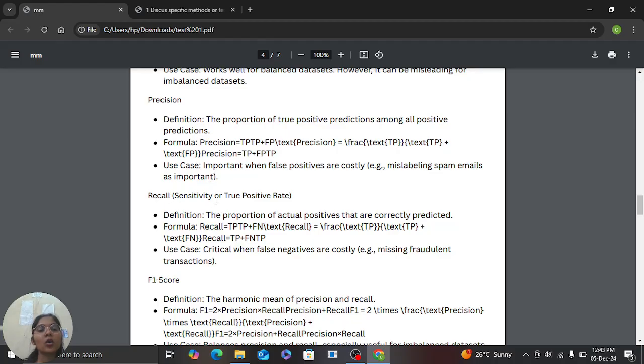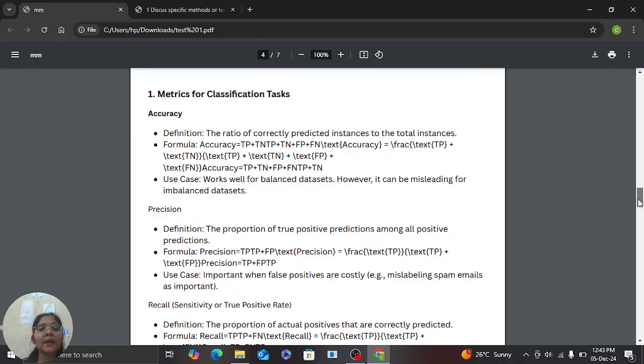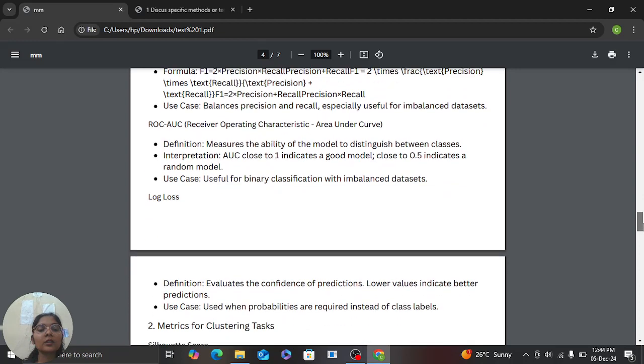Then next is recall, also called sensitivity or the true positive rate. This is defined as the proportion of actual positives that are correctly predicted. The formula for this is given, and it is used when false negatives are costly. In precision, we use it when false positives are costly, and here we use it when false negatives are costly. So this was all about the metrics for the classification task: we need to calculate the accuracy, precision, and recall.